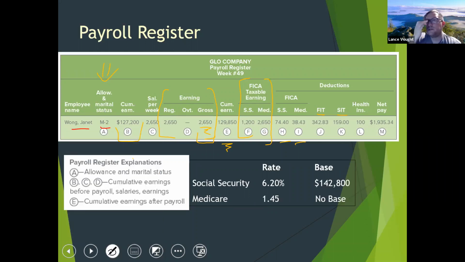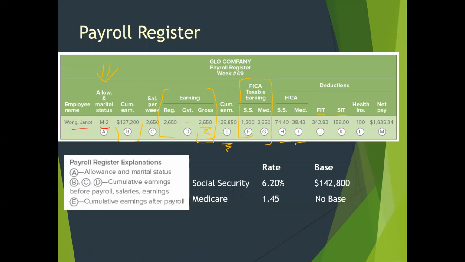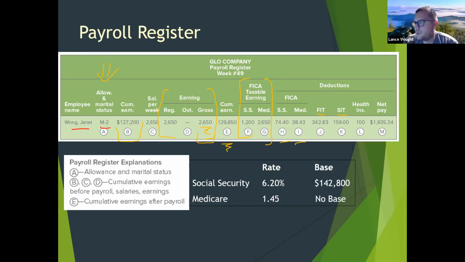Does anybody know what the state income tax rate in Michigan is without looking it up, or just guess? 4.25, right? You are correct, Kyle. It's 4.25%. So we can conclude that Janet Wong does not live in Michigan because her state income tax is not 4.25%. If you divide 159 by her gross pay of 2,650, you'll determine that her state income tax rate is 6%.